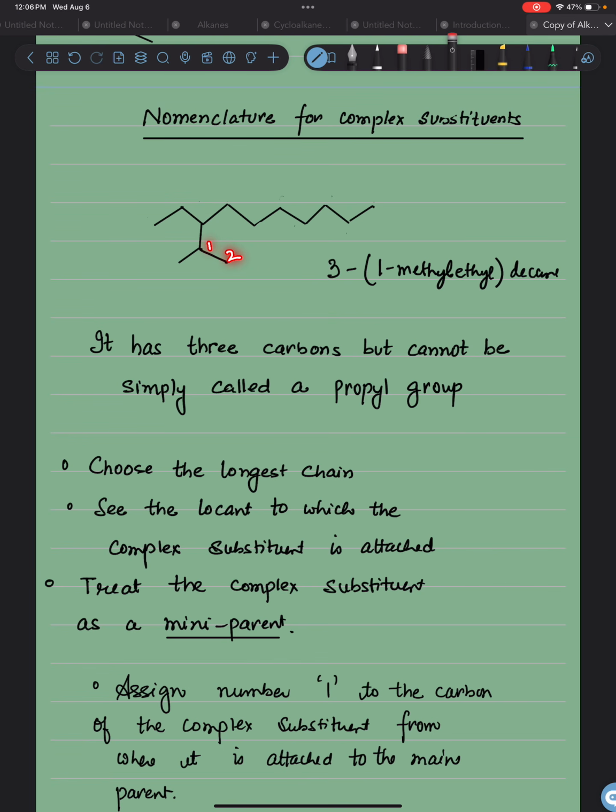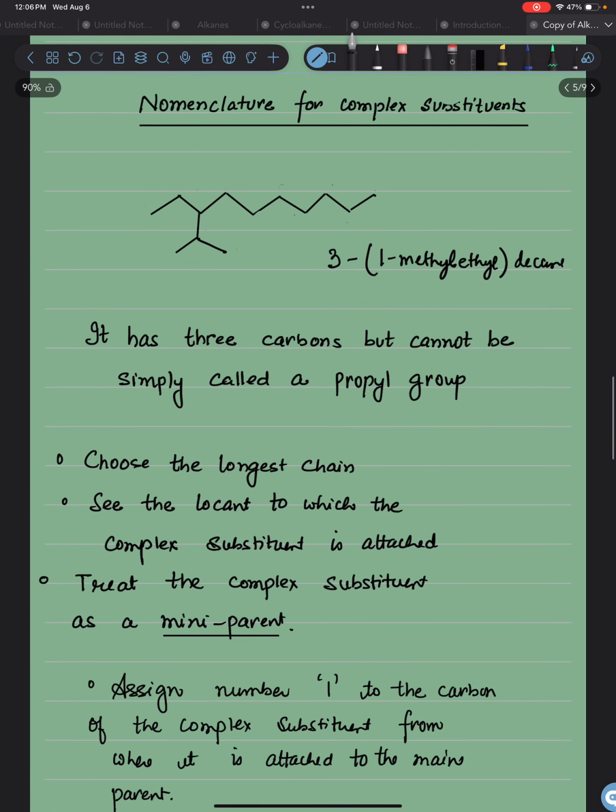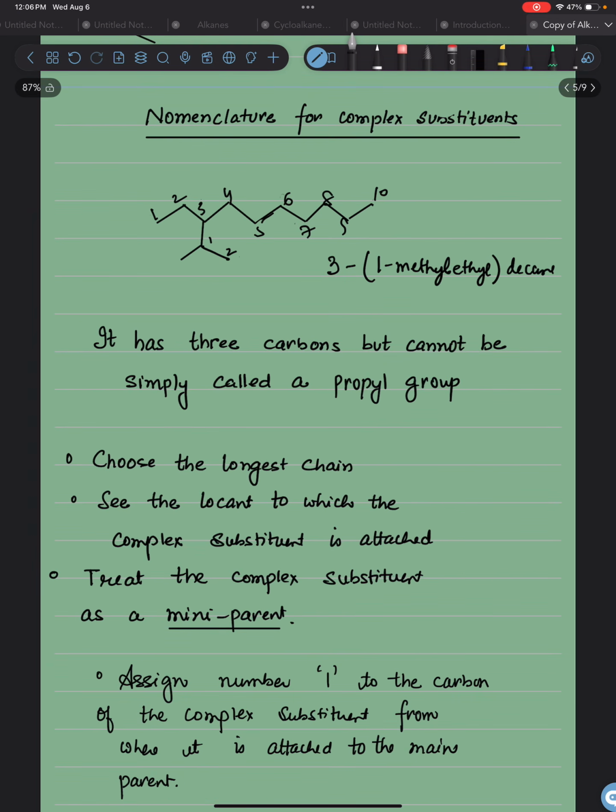So 1, 2, right? And this is connected at third position to the main chain. So we will say 3, and we know that it is a 10 carbon chain, decane. So 3 decane. And whatsoever the name of this complex substituent is, put that in parentheses or brackets. So this is 1 methyl, and it is a 2 carbon chain, so ethyl. 1 methyl ethyl, and then decane.